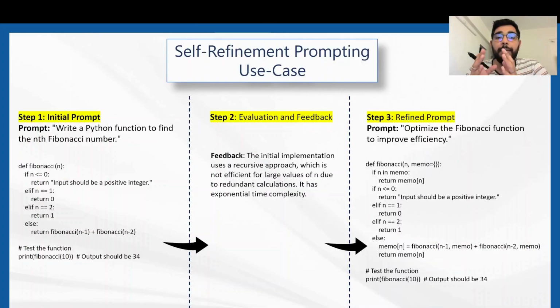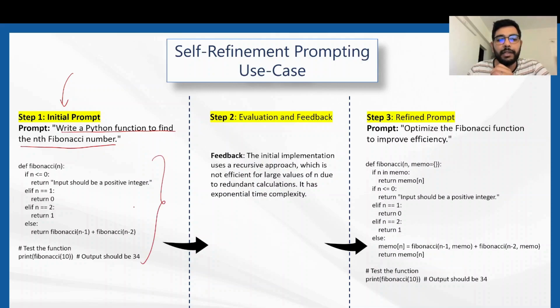Now, trying to understand the implementation of self-refinement prompting using a practical use case. Let's take an example where we want the large language model to write a Python function, Python code, to find the nth Fibonacci number, right? The first step that we have to follow is we give an initial prompt to the large language model saying: write a Python function to find the nth Fibonacci number, and we expect a response.